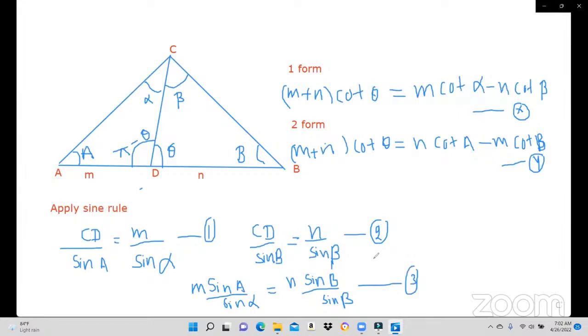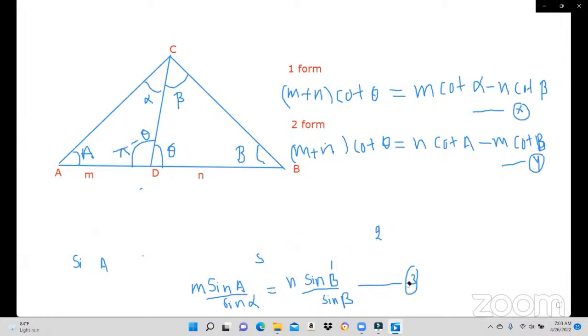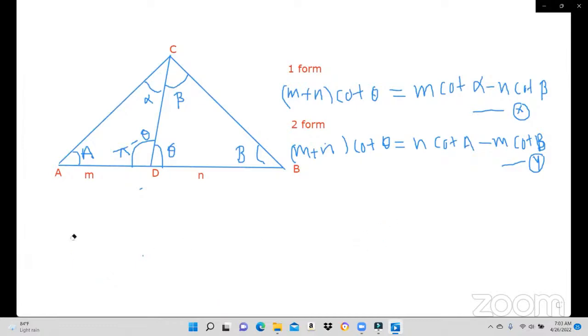Okay, so after getting this result, since I'm lacking space, I will erase these parts. But you have to remember the equation that we have got as equation number 3.